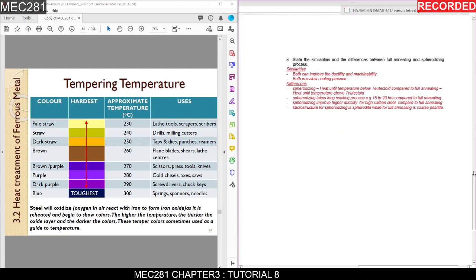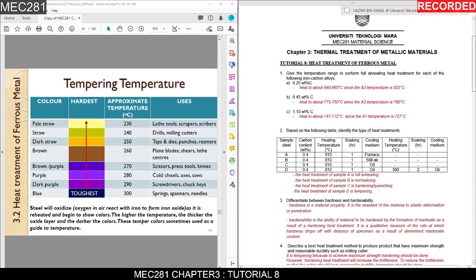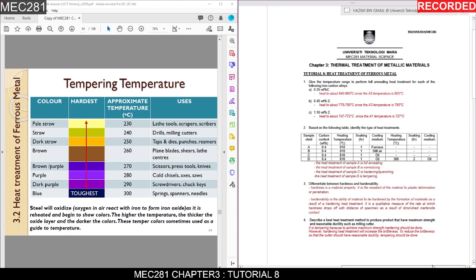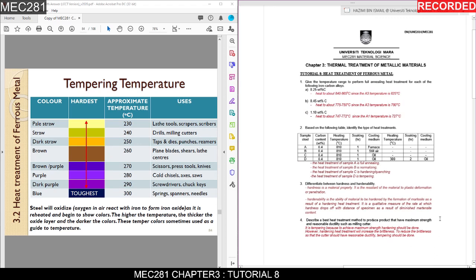So that's all for tutorial 8. Make sure you do your tutorial 8 and compare your answers with this answer scheme. If you have problems, let me know in the WhatsApp group or ask in the Google Classroom.